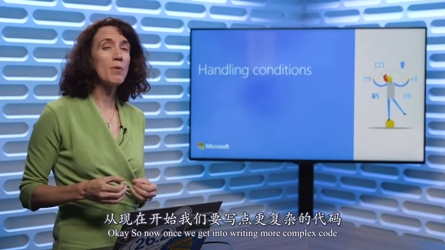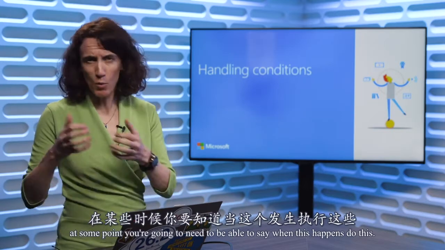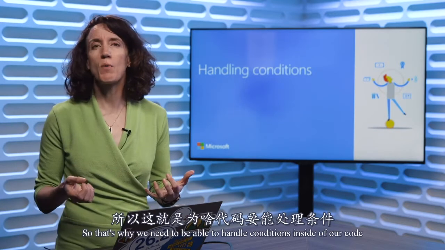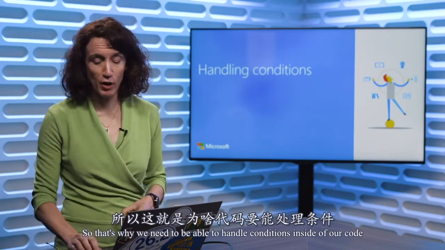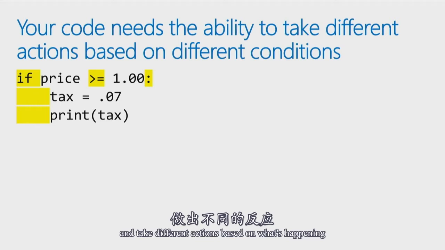Okay, so now once we get into writing more complex code, at some point you're going to need to be able to say, when this happens, do this. When something else happens, react differently. So that's why we need to be able to handle conditions inside of our code. Basically, you'll need the ability to react differently and take different actions based on what's happening.